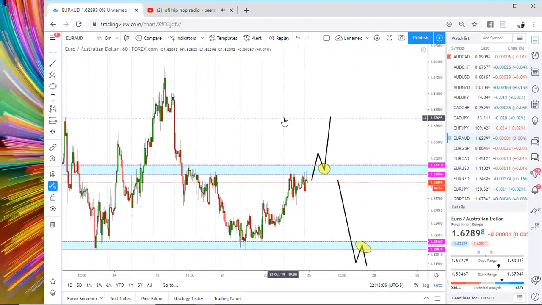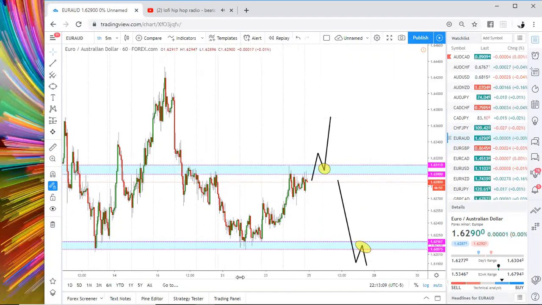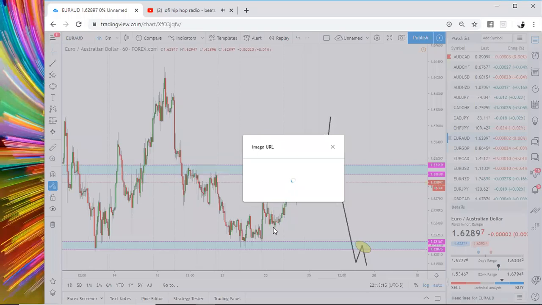I hope everyone can see that. I hope it's pretty clear. From this wick to the body of the candle, from this body of the candle to the wick. It's pretty simple.